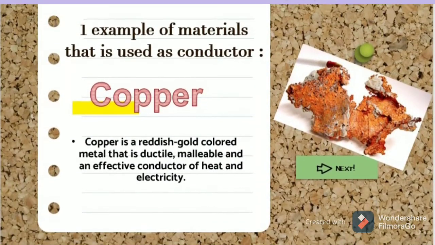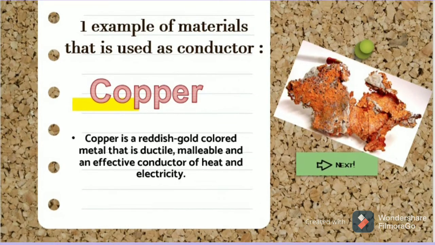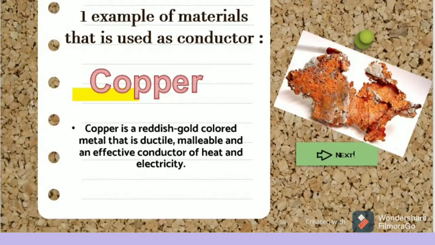One example of a material that is used as a conductor is copper. Copper is a reddish gold-colored metal that is ductile, malleable, and an effective conductor of heat and electricity.